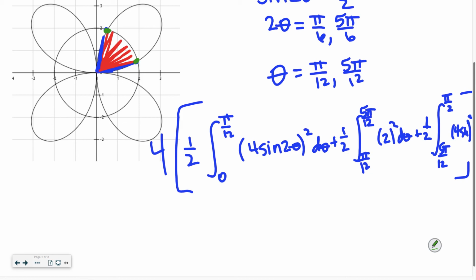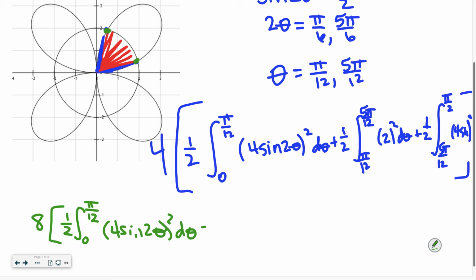Now, if you wanted to do only 2 integrals, you could go 8 times 1/2 from 0 to pi over 12, plus the integral from pi over 12 to pi over 4 of 2 squared d theta. Is it when you have to do pi over 4? Yes. And pi over 4 would be nice to plug in. So just things to think about.